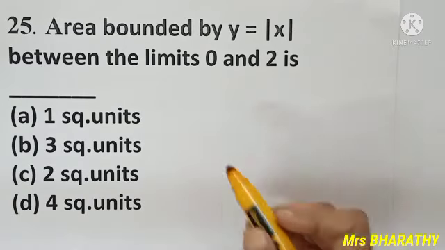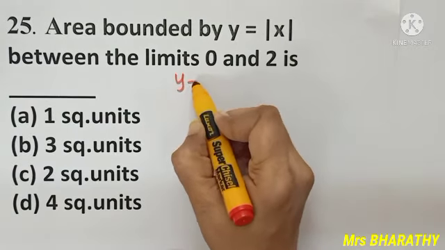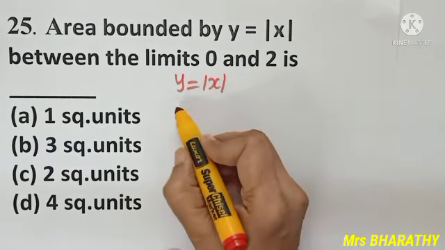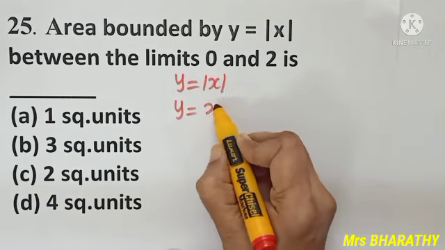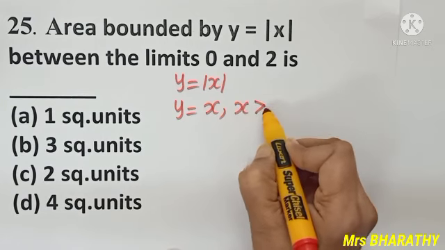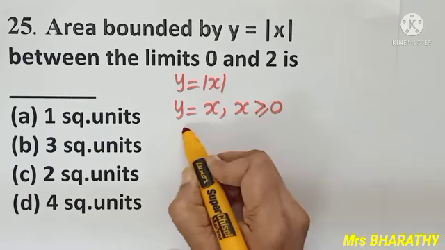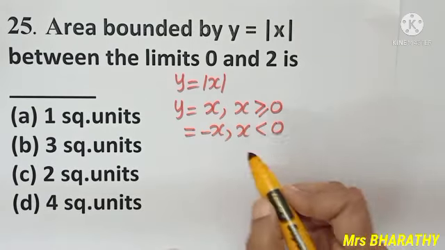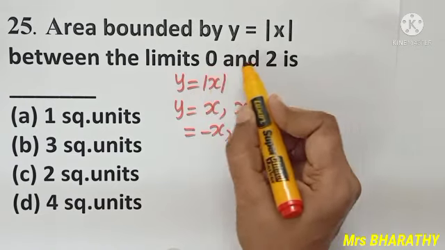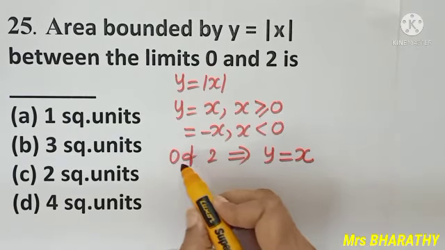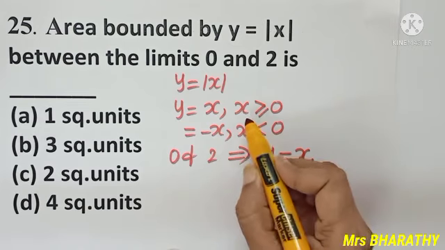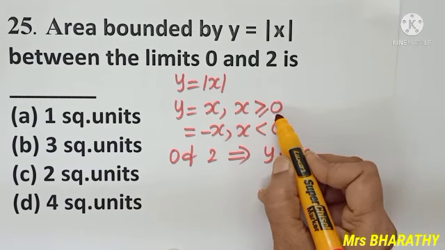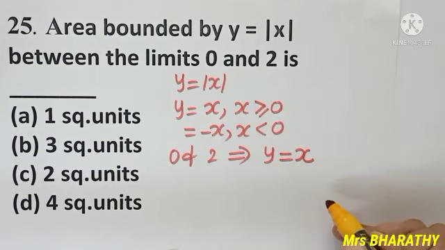Question number 25, area bounded by y equals mod x between the limits 0 and 2. What do you mean by mod x? It is simply x when x is greater than or equal to 0 and it is minus x when x is less than 0. In this question, the limits are 0 and 2. 0 and 2 tell me x is positive. So between 0 and 2, x is positive. Therefore, y is equal to x.